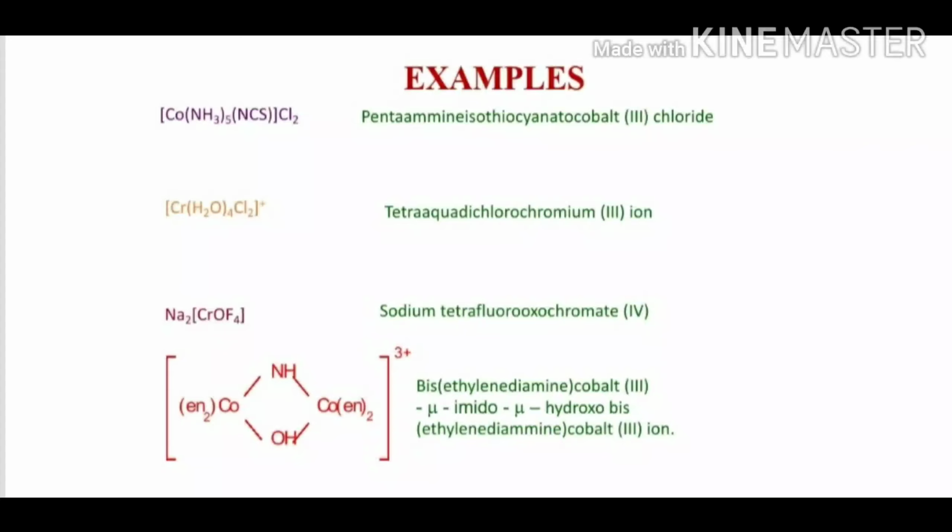calculate what is the oxidation number of cobalt, because 2 cobalt atoms are present, and outside the bracket there is a 3 plus charge, and imido is 2 minus, hydroxide is 1 minus, so totally 3 minus, so there are 3 plus totally, and outside the bracket there are 3 plus, totally 6 plus charge on both cobalt atoms. So for each cobalt atom 3 plus, so the oxidation number of cobalt is 3 for each cobalt. So the final name is bis(ethylenediamine)cobalt(III)-mu-imido-mu-hydroxo-bis(ethylenediamine)cobalt(III) ion.